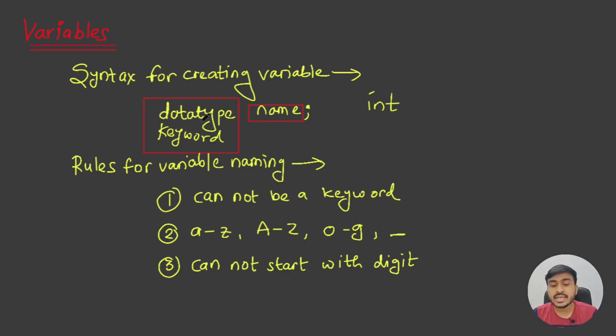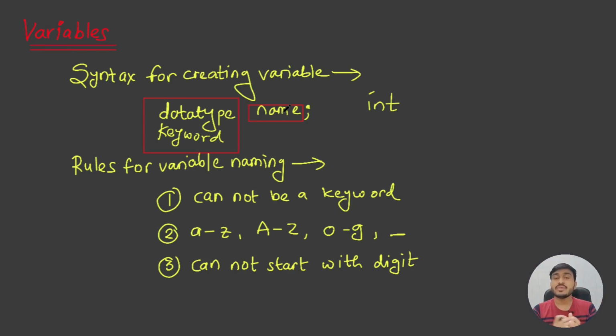Then after writing the data type keyword, you have to write the name of the variable. Whenever we create a variable, for each and every variable you will have to give some name. Now why do we need to give a name to the variable? Whenever we create a variable, the compiler or C++ is going to allocate some memory for our variable. Now in order to identify that memory, or in order to reach that memory, we need to assign some name to it.